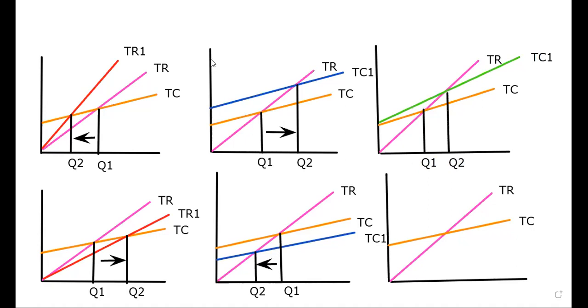Right? So what happened to the break-even? Break-even will increase. Here total cost increases, variable cost increases, which means total cost also increases, and the steepness will increase. And what happened to the break-even? Break-even also increases from Q1 to Q2. On the other hand, you can see the opposite side.